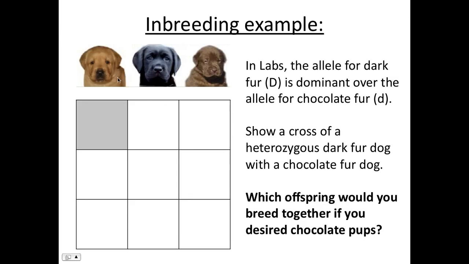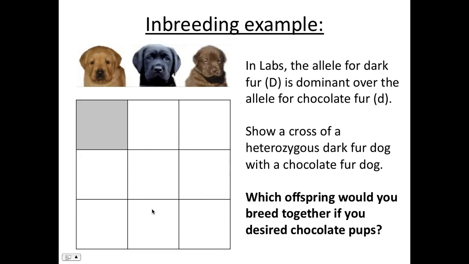So we're not even considering the golden color right now. That actually happens with the introduction of a second trait, or a second gene. So we're just going to consider dark versus chocolate. So pause the video and fill in this Punnett square for this particular cross.